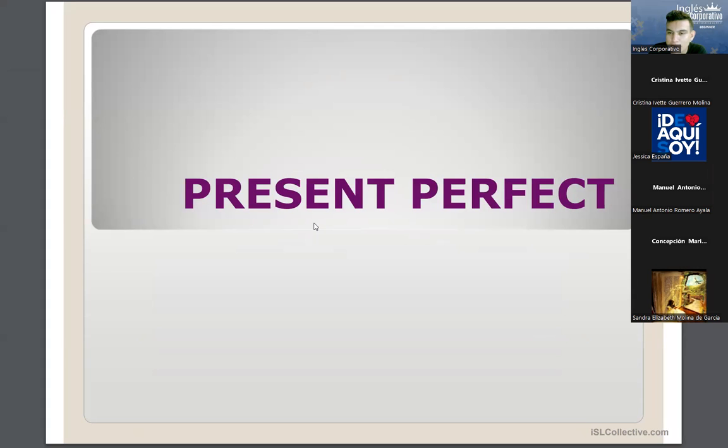Something that is very important to clarify is that present perfect is totally different from the past participle. The past participle is the form of the verb. Present perfect is a grammatical structure. You can use the past participle in different tenses, for example in present perfect, passive voice, and many others. The past participle is the verb form, and the present perfect is the tense.